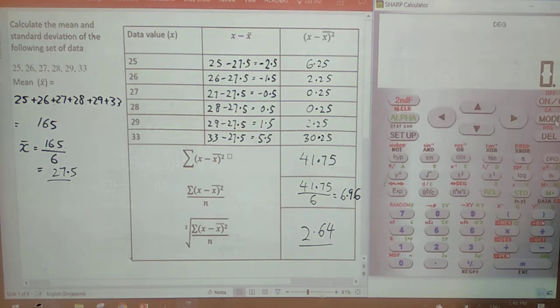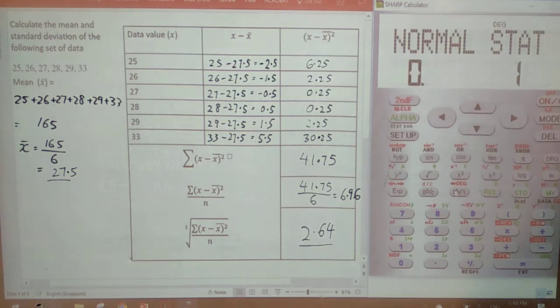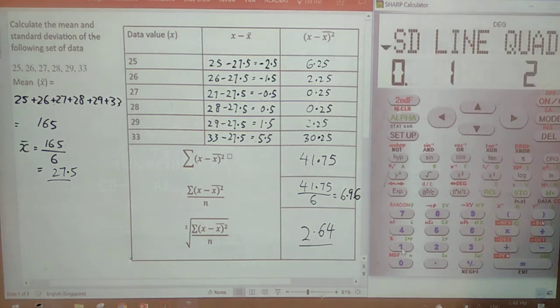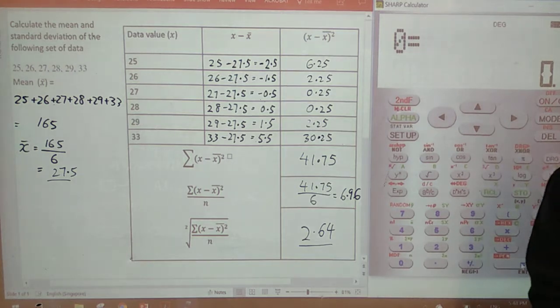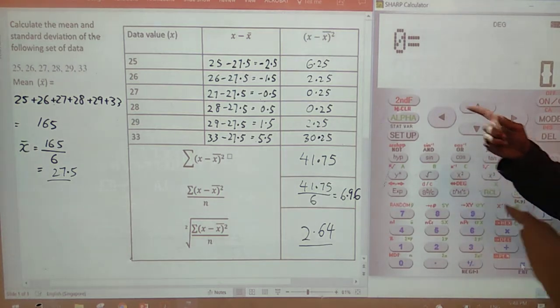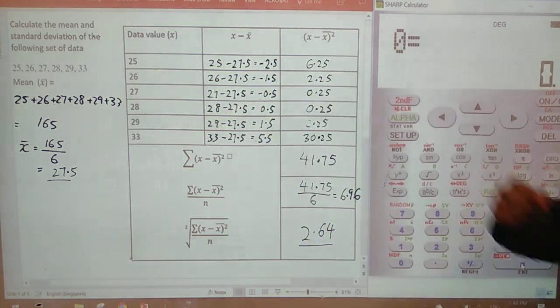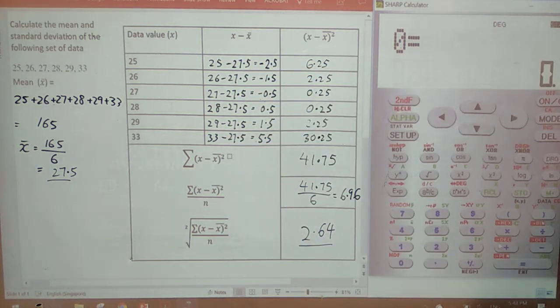And if you're using a Sharp calculator, you click on mode, press 1 for stats, and then press 0. Now this sets you up to take in these values over here. Now there are only 6 values to enter. So our first value is 25. And we are going to put that in memory. So the calculator stores this as the first number in the data set.